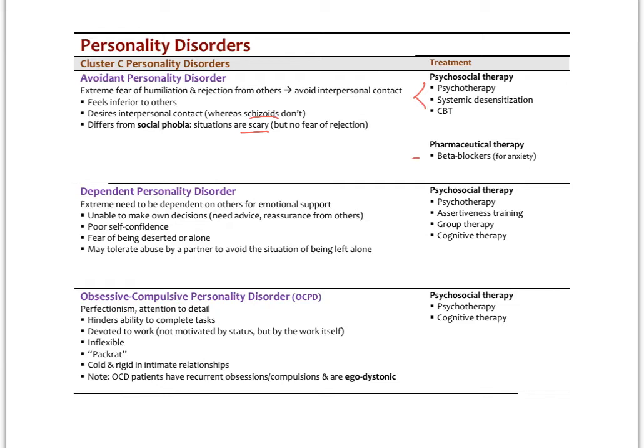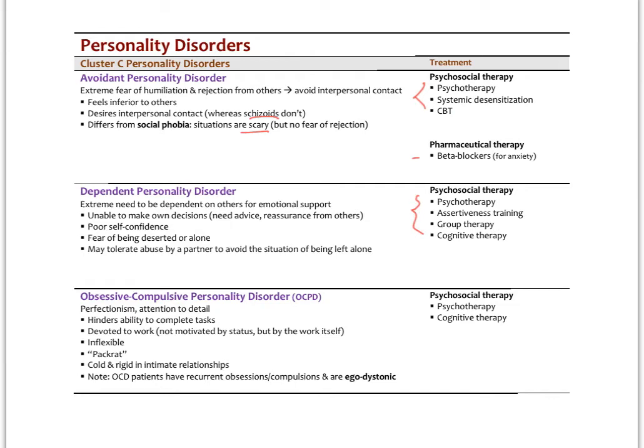The dependent personality disorder is extreme need to be dependent on others for emotional support. So they're unable to make their own decisions. They need advice, reassurance from others constantly. They have poor self-confidence. They fear being deserted or being alone. And they may tolerate abuse even by a partner to avoid being left alone. So this is primarily managed through psychosocial therapy and different treatments there.